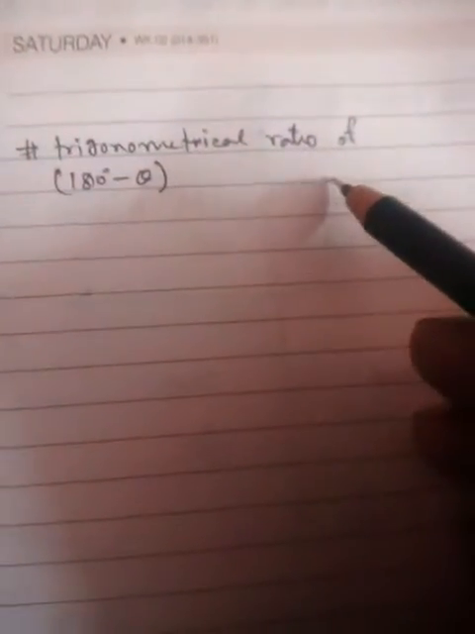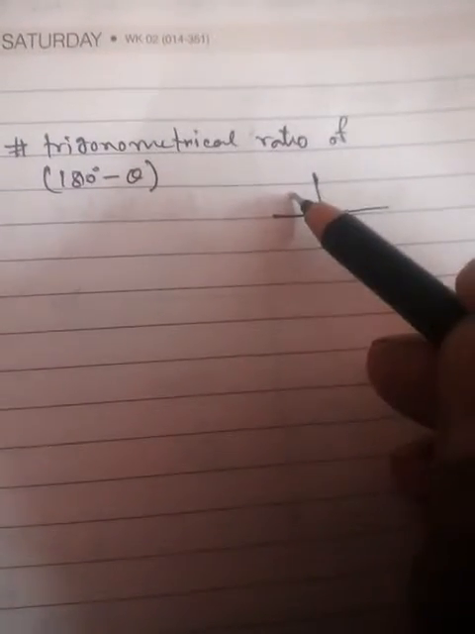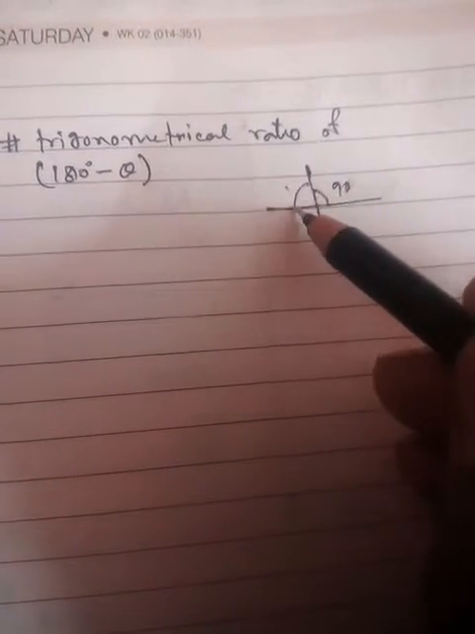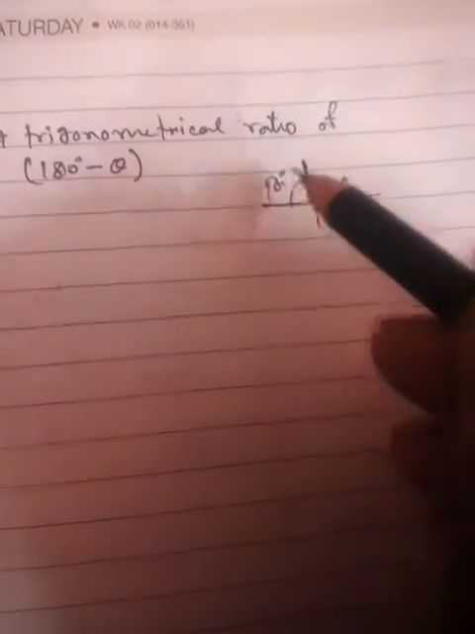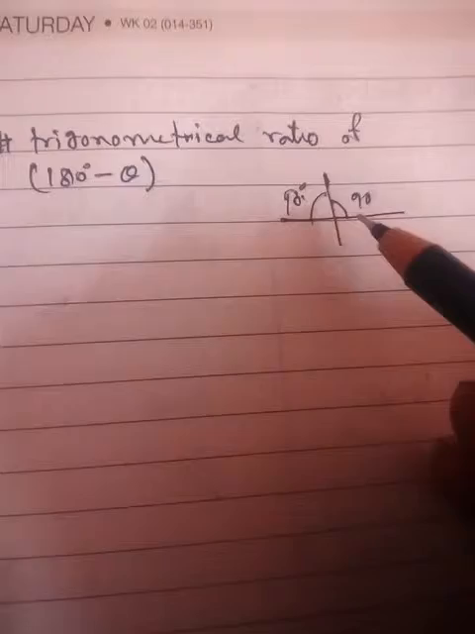So now let's see another case. In the case of the trigonometric ratio of 180 degree minus theta, this angle will obviously be situated in the second quadrant. This angle is 90 degree and this angle is 90 degree, so the total will be 180 degree. If we deduct some amount of angle from this 180 degree, it will fall in the second quadrant.